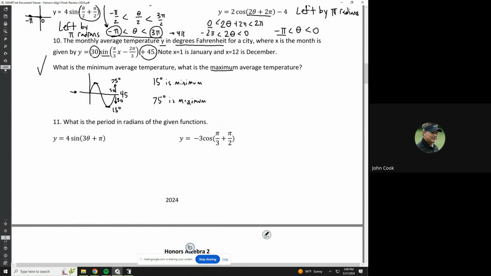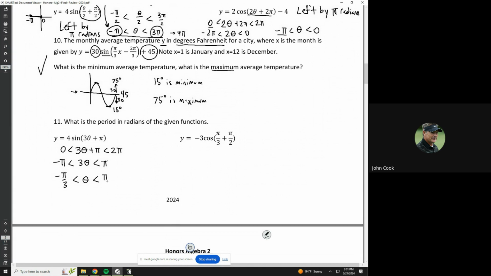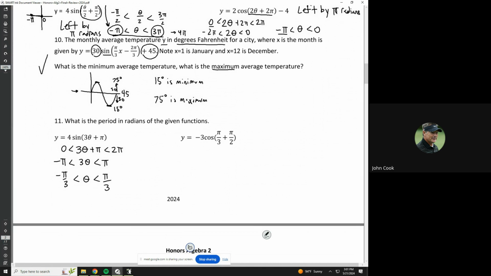So for number 11, I would do the exact same thing. I would just take 3 theta plus pi, and say that it's greater than 0 and less than 2 pi. And then I would get theta by itself and see how far away the lower value is from the upper value. So all right, let's go ahead and solve it out. If we subtract pi from both sides, we get negative pi is less than 3 theta, which is less than, if I subtract pi from 2 pi, just pi. And then I divide by 3, so I get negative pi over 3 less than theta, which is less than pi over 3.